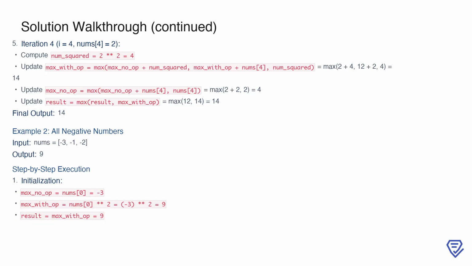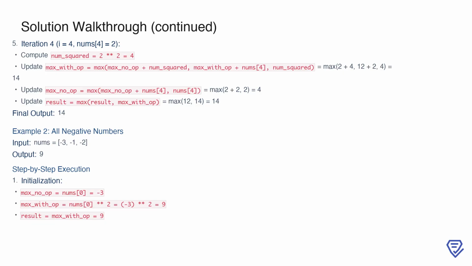We then update max_no_op to the maximum of either adding nums[4] to the previous max_no_op, or just nums[4], which becomes 4. The result is updated to the maximum of the current result, 12, and the new max_with_op, which gives a final value of 14. This concludes the first example, where the output is 14.